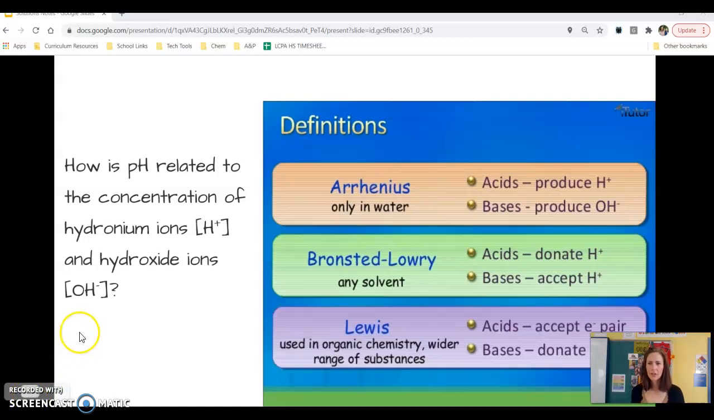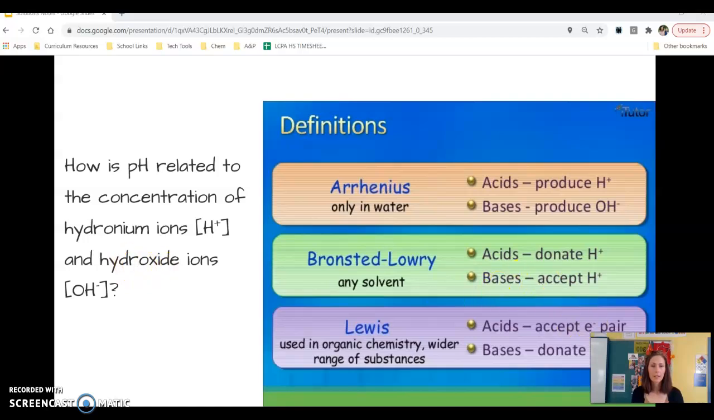Alright guys, let's continue talking about our second part here, which is acids and bases. So the first kind of question we're going to talk about is how is pH related to the concentration of hydronium ions, which are identified as H plus or H3O plus, and hydroxide ions, which are OH minus.